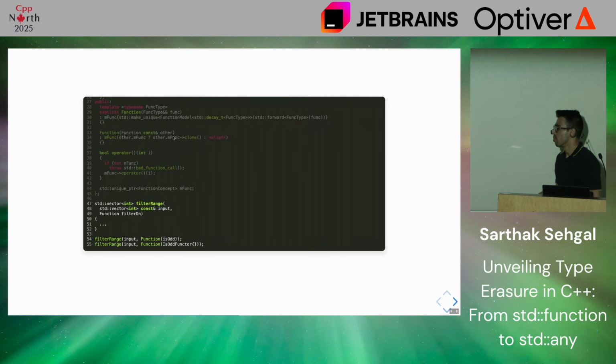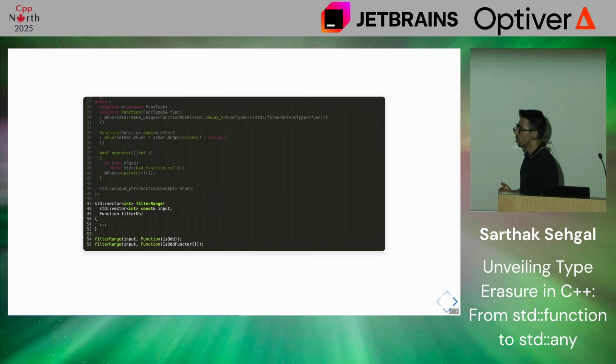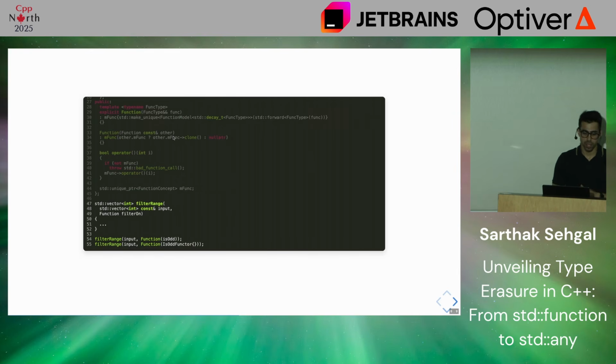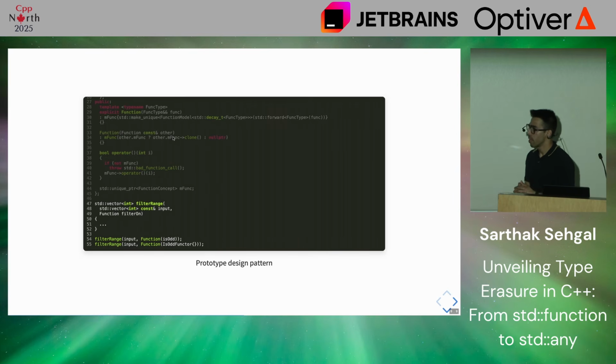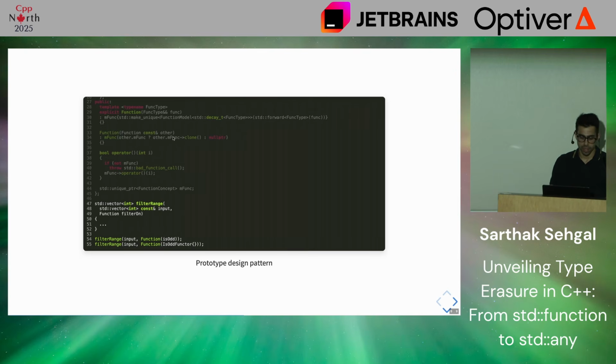The filter range function, now that my function is copyable, provides value semantics. The filter range function can simply have an object of type function and call this filter range by any type. This is the common prototype design pattern where we have a clone method, which is a pure virtual function, and then the function model overrides that in the implementation.